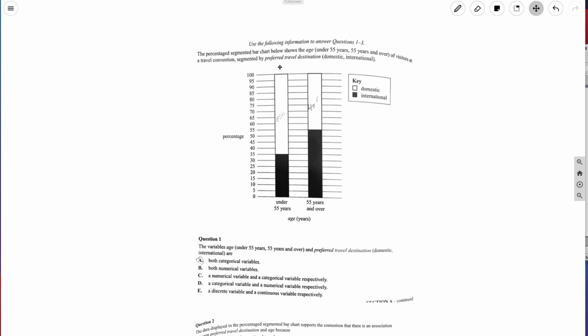It's the first time I've actually looked at it, so if I've got any errors, just let me know in the comments and I can change them. But yeah, let's have a look.